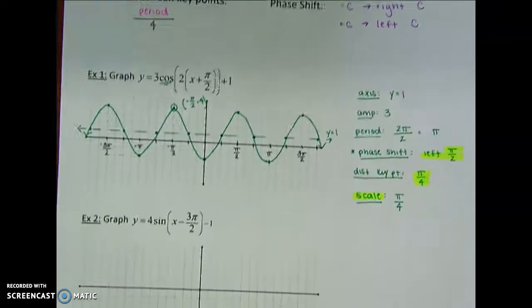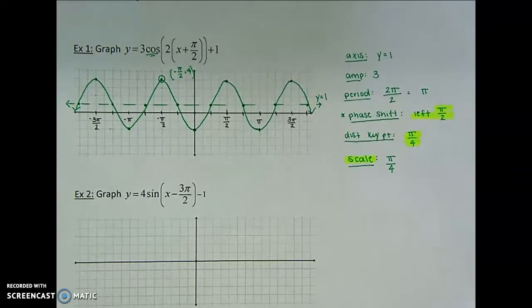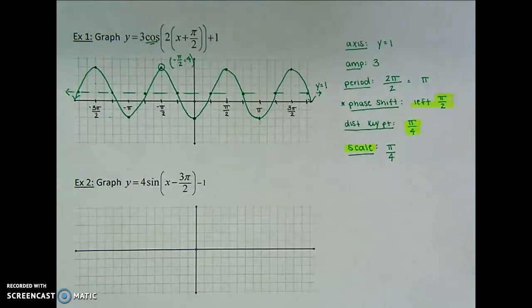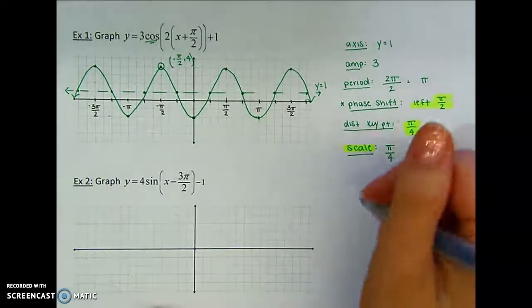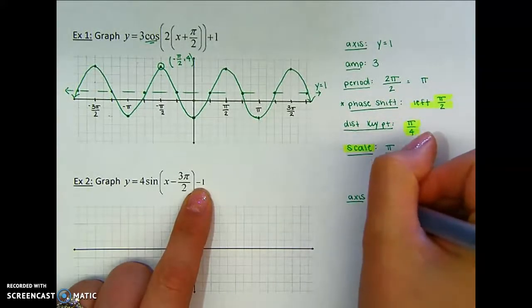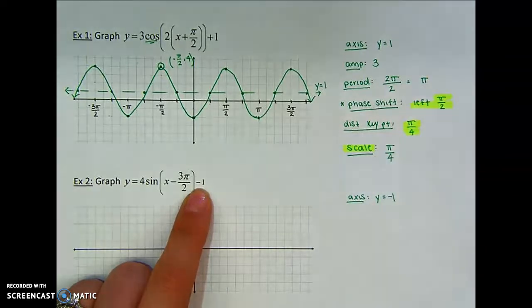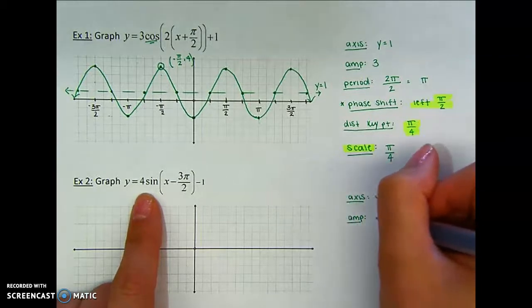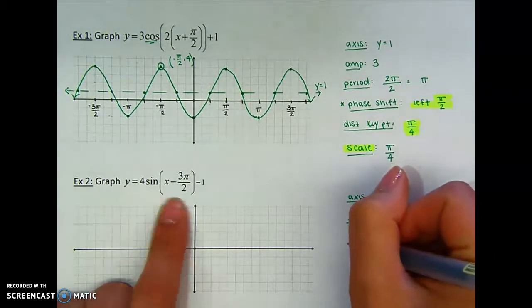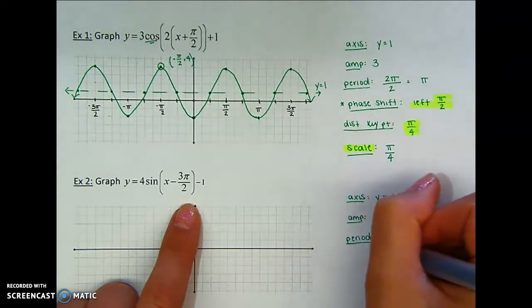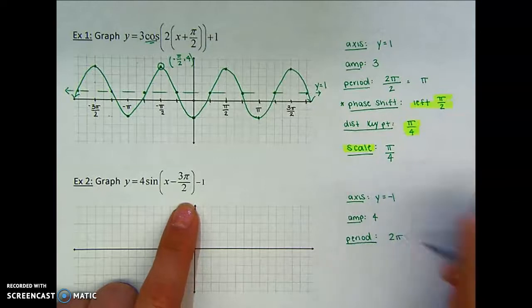So let's do this one more time, this time doing sine. I would encourage you to try to do this one on your own. So if you want, you could pause the video and see if you could do this by yourself. So looking at the equation, my axis is going to be y equals negative 1. My amplitude is going to be 4. Our period is just going to be 2 pi because we don't have a b value for this one.